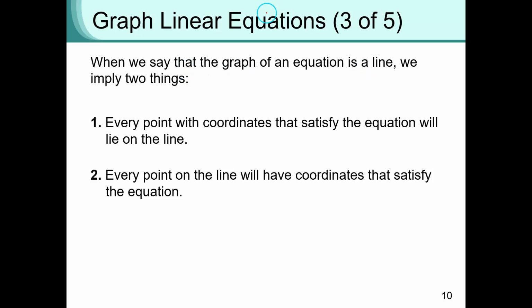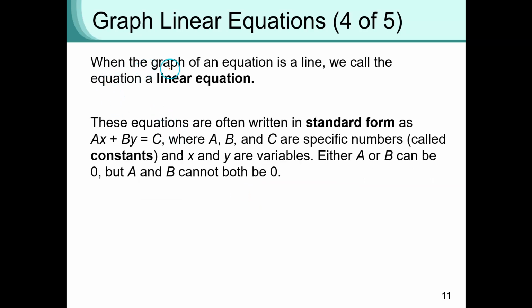When we say the graph of an equation is a line, we imply two things. Every point with coordinates that satisfy the equation will lie on the line. Of course, those points will stick with the line. And every point on the line will have coordinates that satisfy the equation. So they are kind of like back and forth.